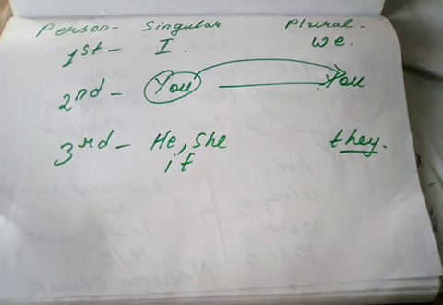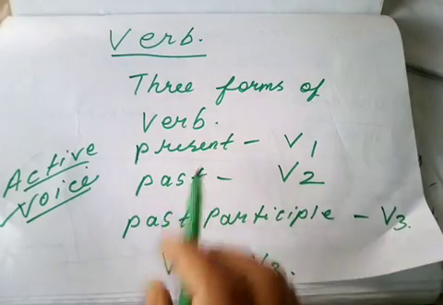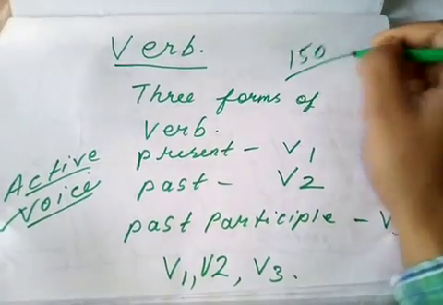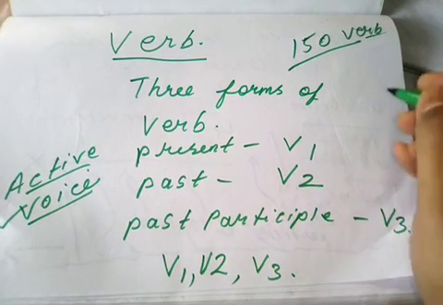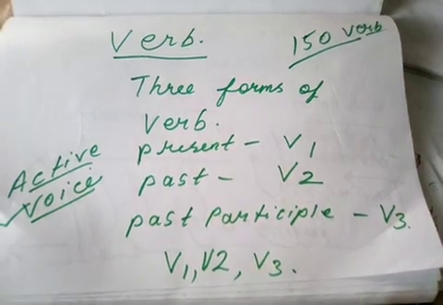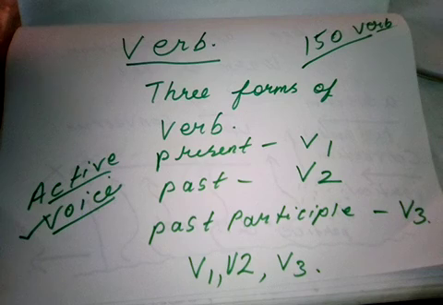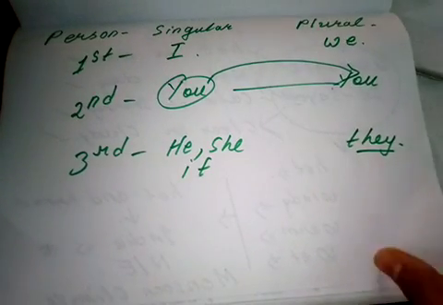So we need to take care of these two things. First, the forms of verb, which you need to learn. The forms of verb that I have already mentioned are present, past and past participle. There are more than 150 verbs, and you need to learn these forms of the verbs by heart. It is very important: if you don't learn the three forms of the verb, present, past, participle, it will be impossible to learn the tense.